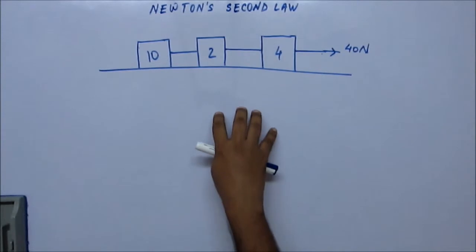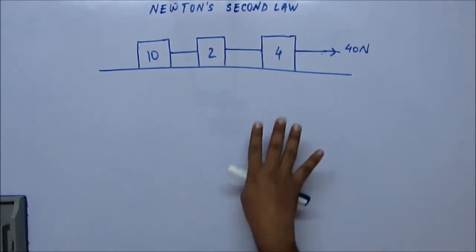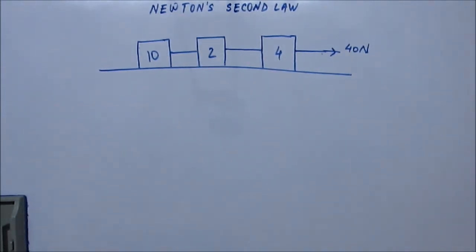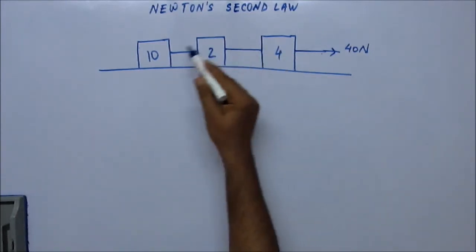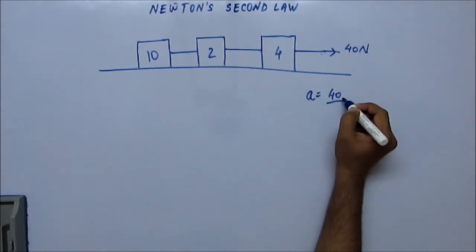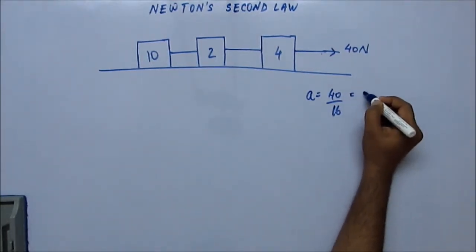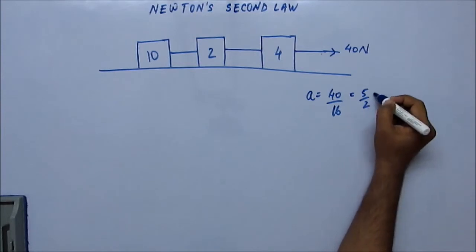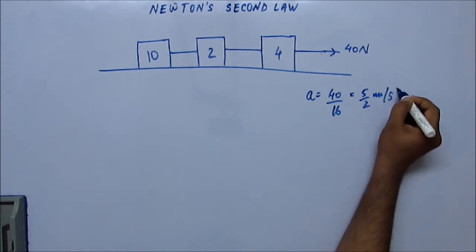Okay, the first thing here is that the three bodies will move with the same acceleration because they are tied through a string which is non-stretchable. So the acceleration of the entire system will be the net force on the system upon total mass. This will be 2.5 meter per second square.